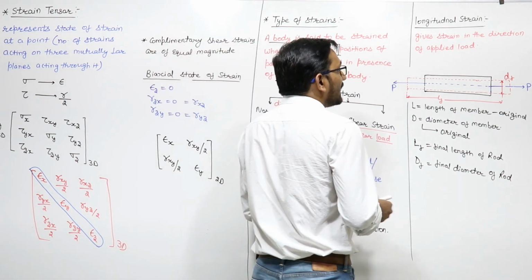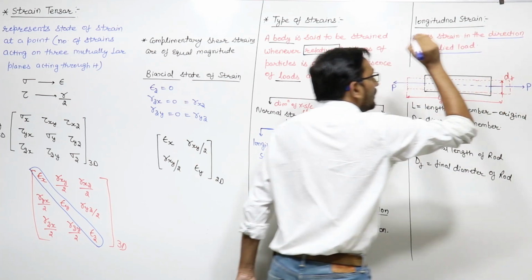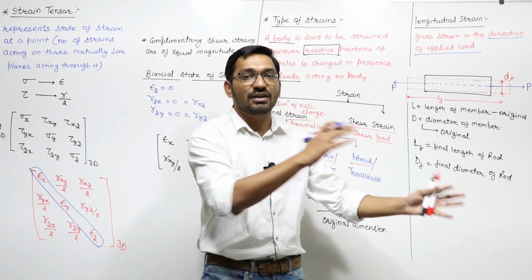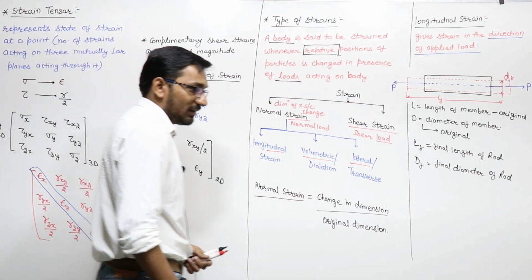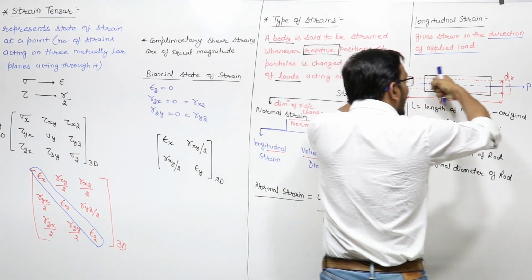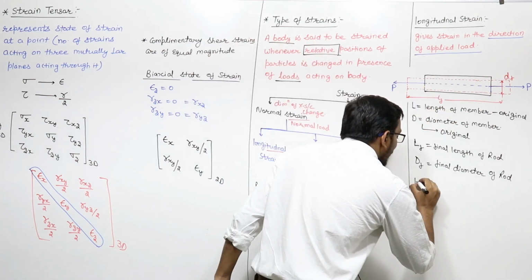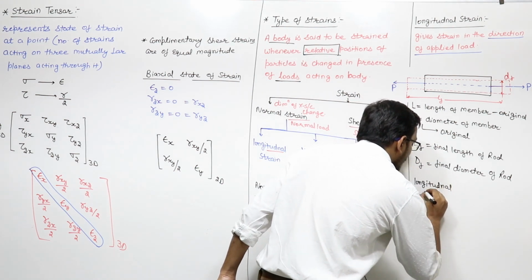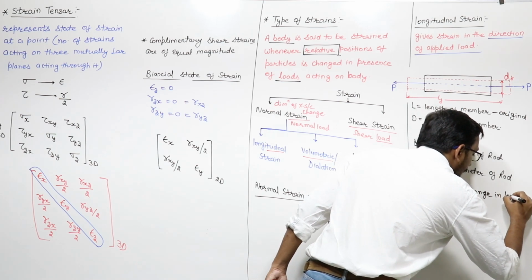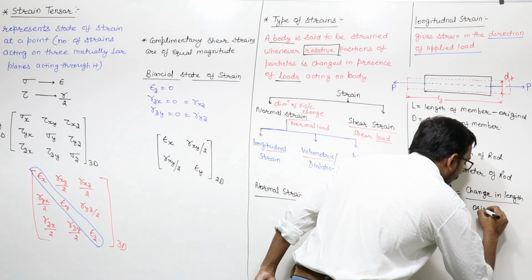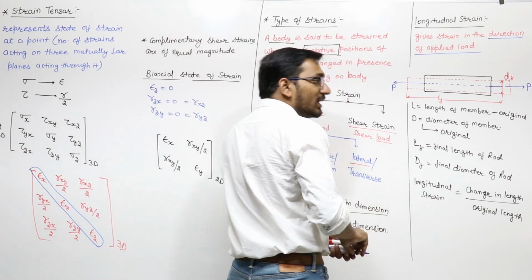The longitudinal strain gives us the strain in the direction of applied load. Please take care here: the strain which is in the direction of applied load is known as longitudinal strain. In this case, the load is applied along the length. So I can say that in this case, the longitudinal strain is equal to change in length upon original length.